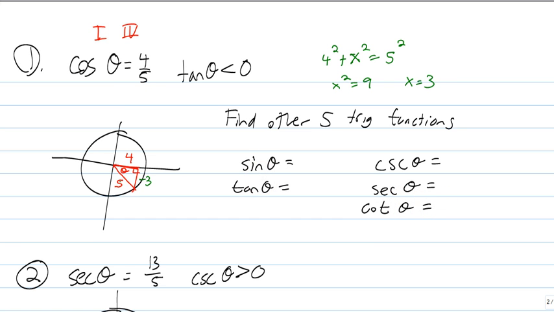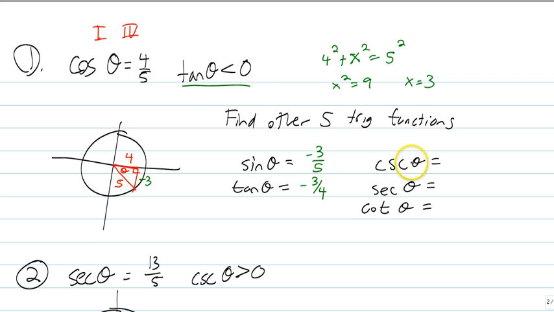We have cosine. Sine is opposite over hypotenuse, which is -3/5. Tangent is opposite over adjacent, or y over x, which is -3/4. By the way, this matches up. Tangent is negative, or it was supposed to be, and it is.